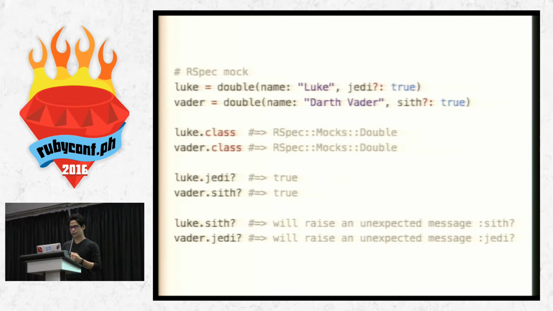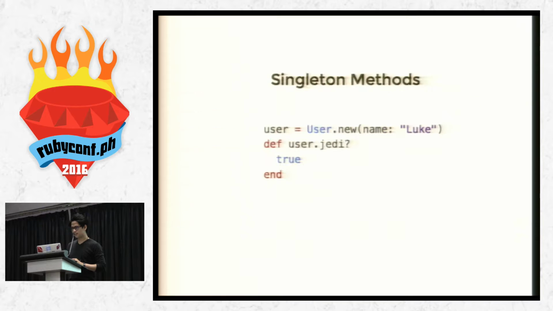You can call loop.jedi and it will return true, and Vader.sit will return true. But if you call loop.sit, it will raise an exception. Same thing for Vader: Vader.jedi will raise an exception as well, saying the method does not exist. How come? They have the same class. Class is the blueprint of every object. They should exist, right? Well, there's a thing called singleton methods.